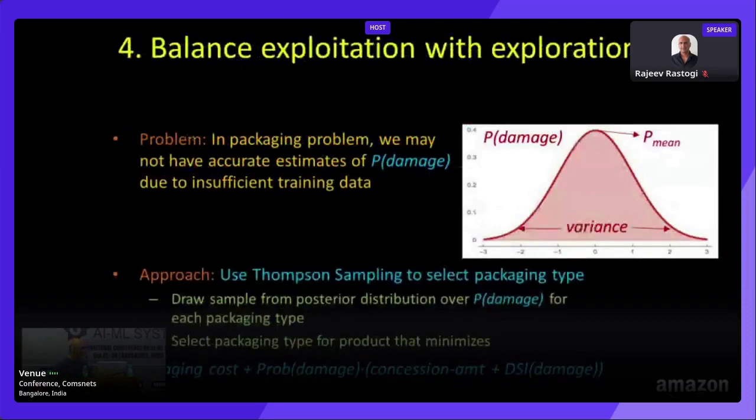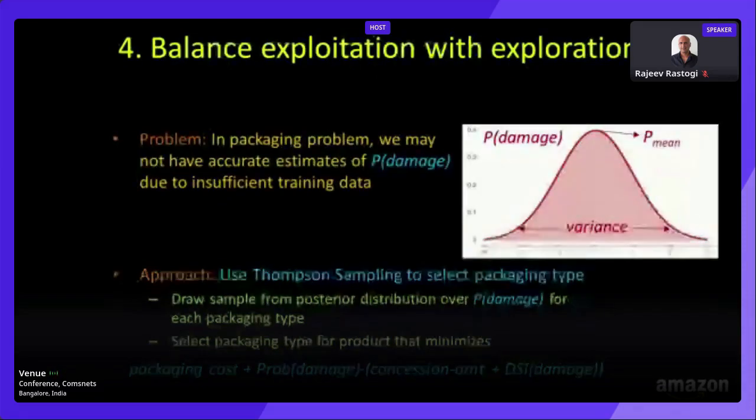Now, a fourth best practice is to balance both exploration and exploitation. So what do I mean by this? In the packaging scenario, we may not have accurate estimates for damage probabilities, right? This could be due to insufficient training data. It could be for other reasons. For example, there could be a data distribution change, or there may be new package types or new products and so on, right? Now, most ML models out there return point estimates for P damage, which is probability of damage, which corresponds to the mean, okay?